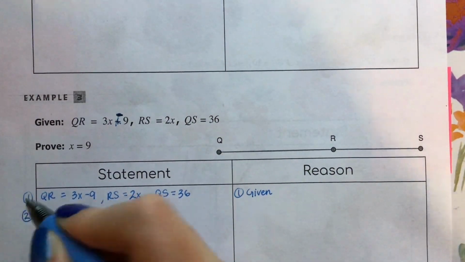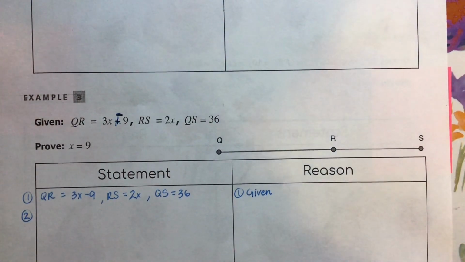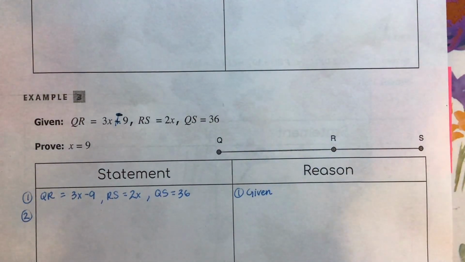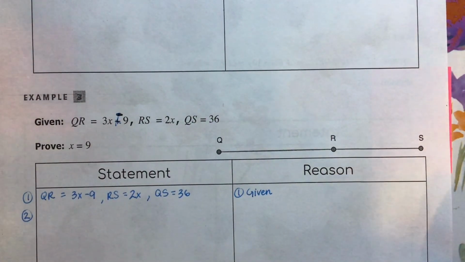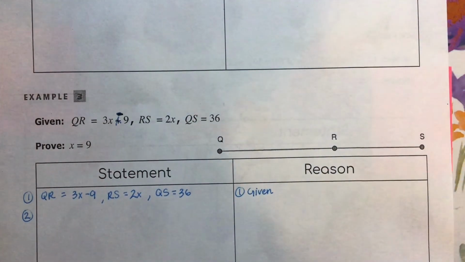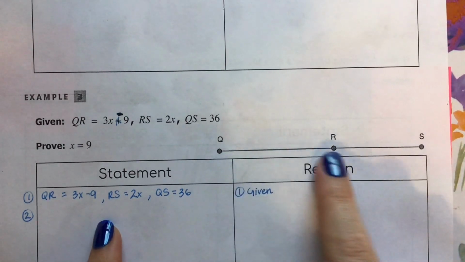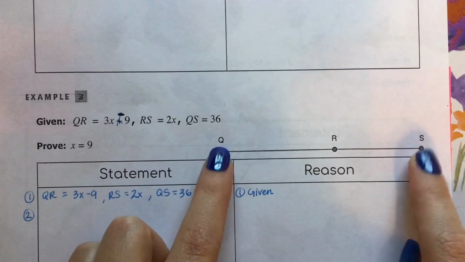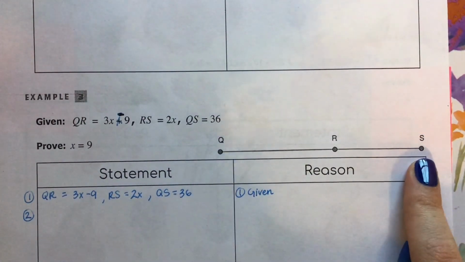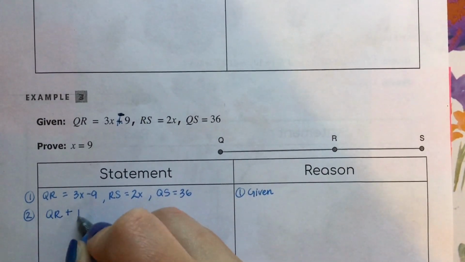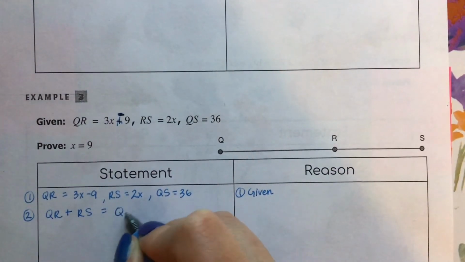Now, we need to figure out, how can I turn this information into an equation? Well, just like in the previous example where we had two angles adding up to one another, in this one we can have two segments adding up to each other. From Q to R, and then from R to S, I can add them up and make them equal the total, which is QS. So that's what I'm going to do. I'm going to say QR plus RS is equal to QS.